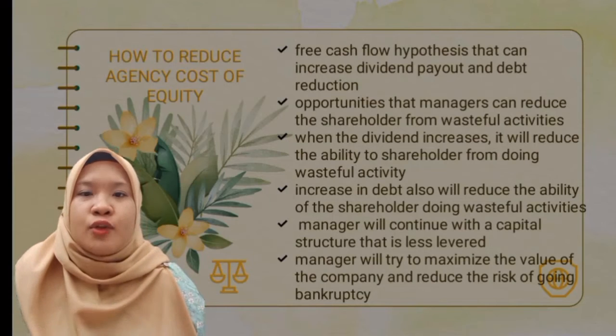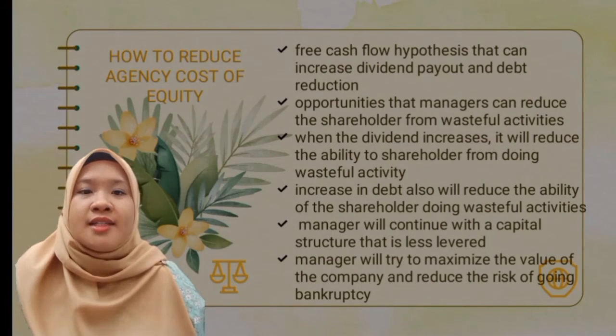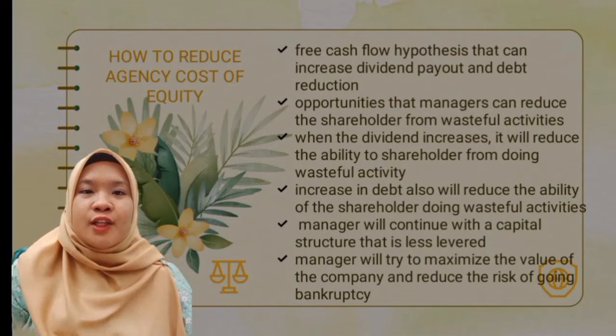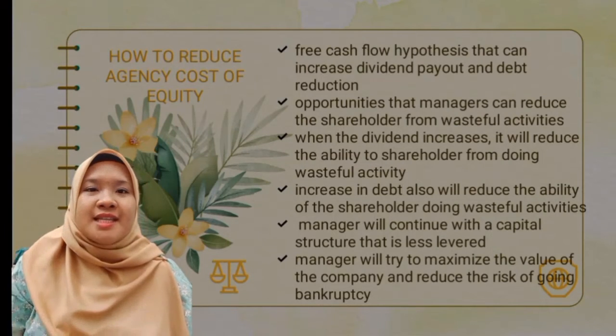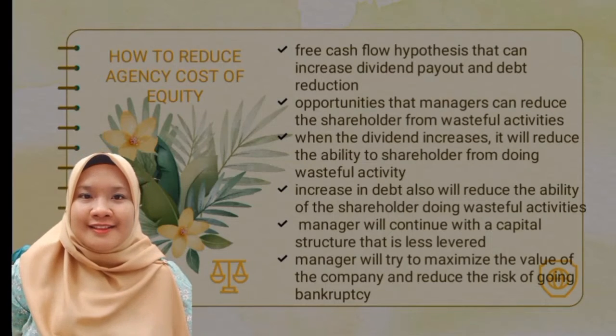Managers will try to maximize the value of the company and reduce the risk of going bankrupt. Some other ways are that management and shareholders need to follow the budget planning to make sure they do not spend more or over. The company also needs to limit business expenses. For example, traveling is best estimated on budget without spending more than the limit.